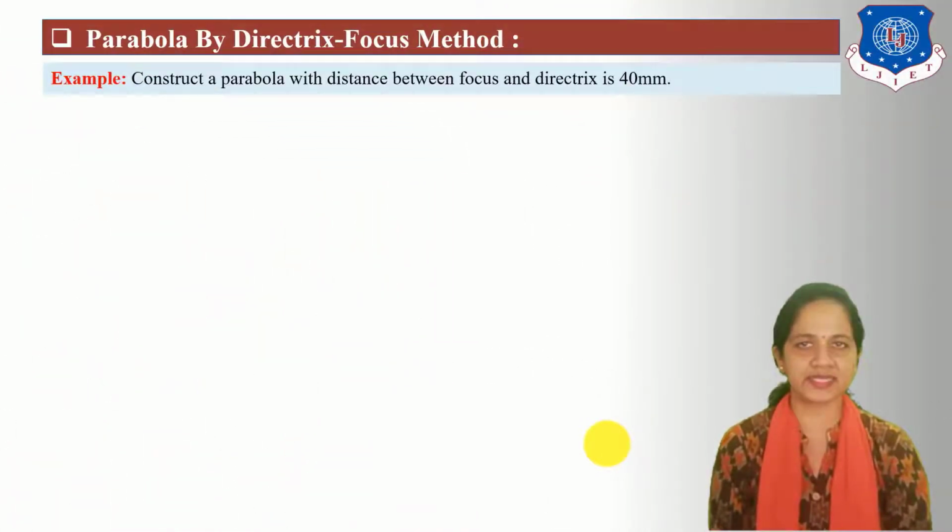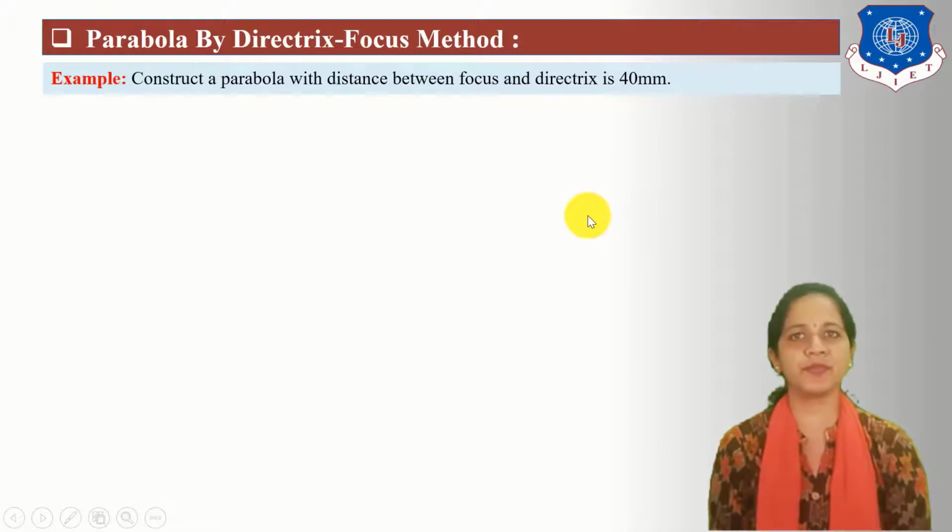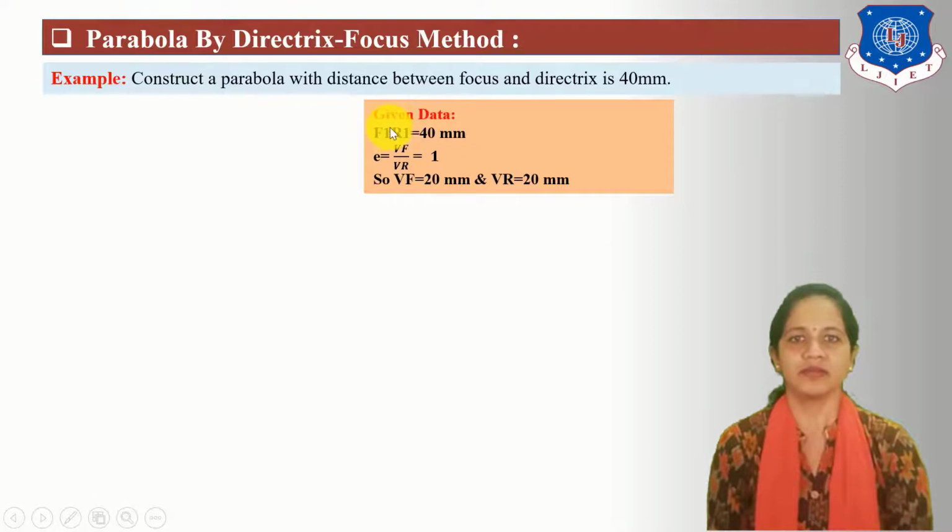Next, let us understand the parabola by the directrix focus method. Example given here: construct a parabola with the distance between focus and directrix equal to 40 mm. Now, as per previous theory, we know that eccentricity E is equal to 1 in the case of a parabola. Here, first list out the given data. As per the given data, the distance between focus and directrix is 40 mm.